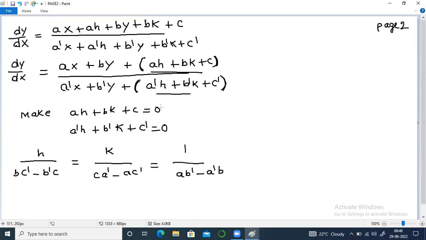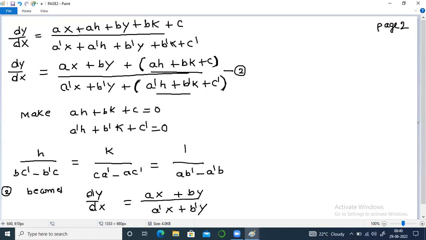So your final equation becomes, now let me take equation 2. Now 2 becomes dY/dX = (aX + bY)/(a'X + b'Y). That's it. So now the equation is in homogeneous form.